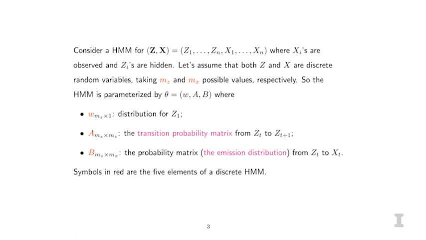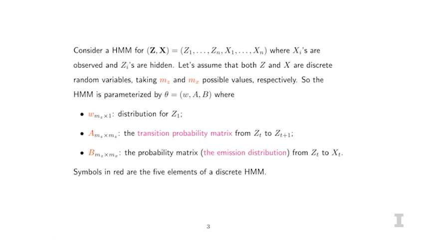For a hidden Markov model, we have observed data x. We also have latent states z. Let's assume, for this lecture, that both z and x are discrete random variables taking m sub z and m sub x possible values respectively. And a hidden Markov model is parameterized by the following parameters.